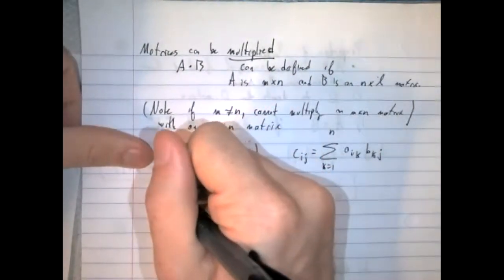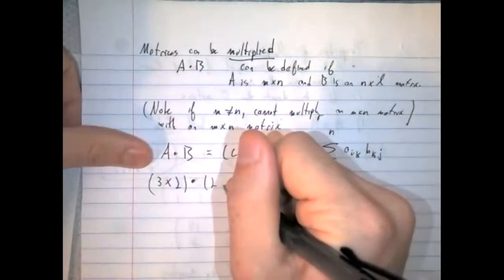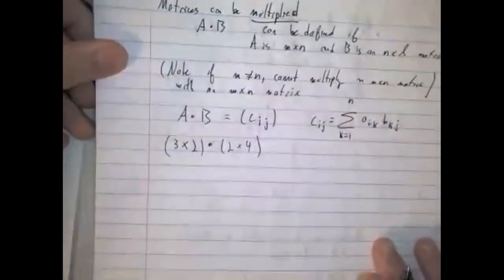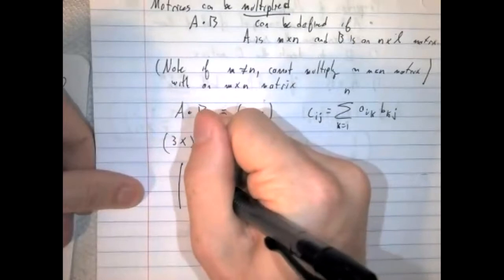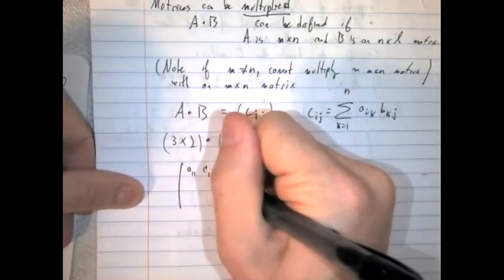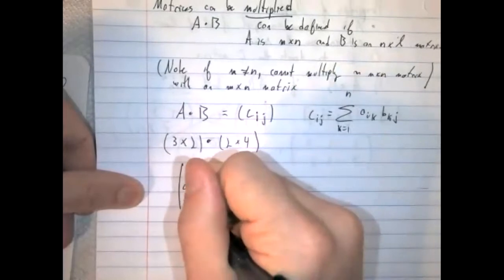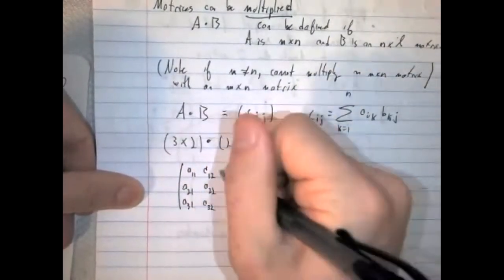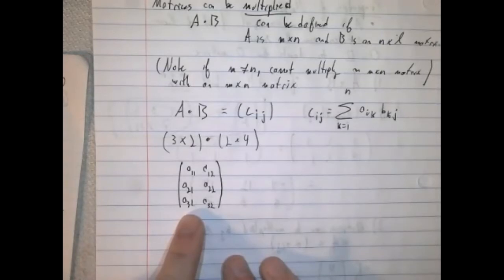Let's do the example of a 3 by 2 matrix multiplied by a 2 by 4 matrix. So a 3 by 2 means I have 3 rows, A11, and 2 columns, A12. Here I have A21, here I have A22, and here I have A31 and A32. Right? This is the most general 3 by 2 matrix that I can write. Is this okay? Yeah. That's a yes that I heard.